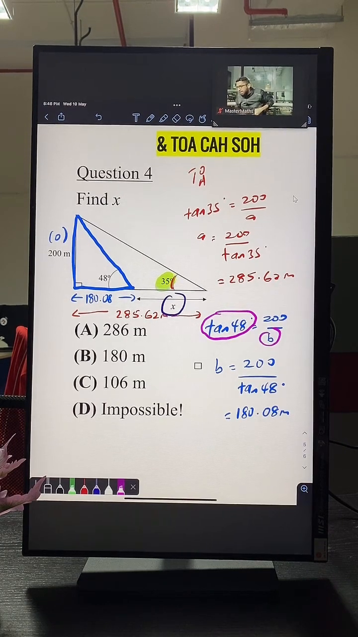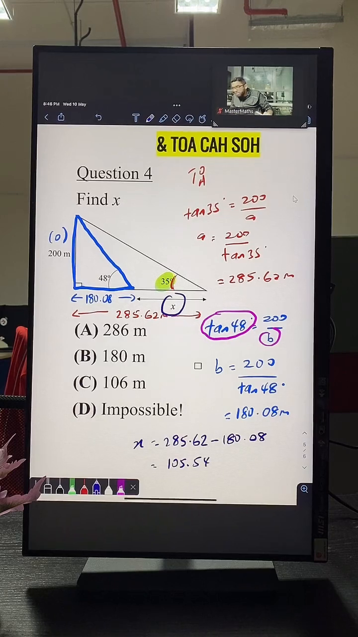Okay, just minus, you're right. So to find X, one more last step. 285.62 minus 180.08. We do a very quick subtraction and we are now on track to getting our full marks for trigonometry.